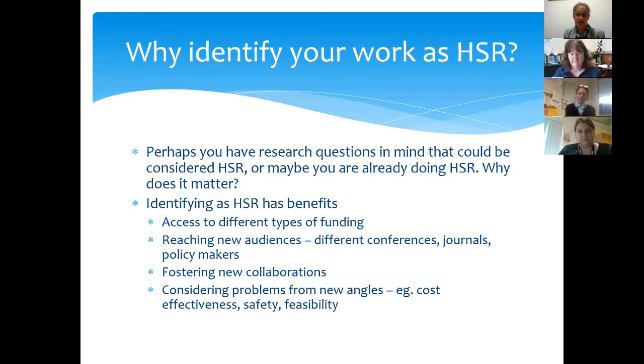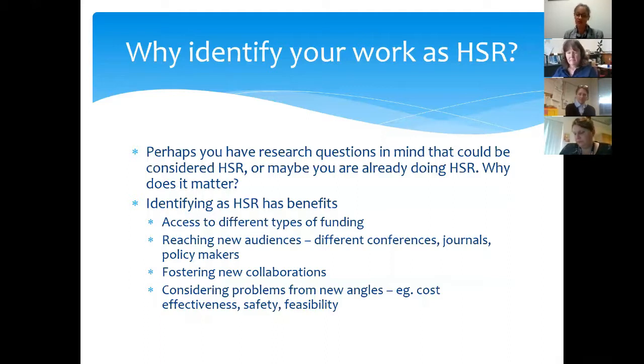Some of it may be about fostering new collaborations, and thinking about whether there's value in seeking out a health economist, or somebody else you might not normally consider working with, to look at your questions from a new angle. It's about considering problems from new angles, about cost effectiveness and safety and feasibility.